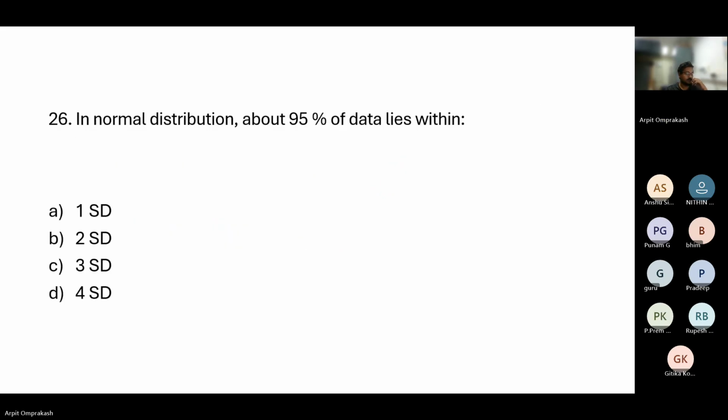Okay. So question number 26, in normal distribution, about 95% of the data lies between 1 standard deviation, 2 standard deviation, 3 standard deviation, or 4 standard deviation. Yes, correct. So the answer is 2 standard deviation. In a normal distribution, about 95% of the data lies within 2 standard deviations.